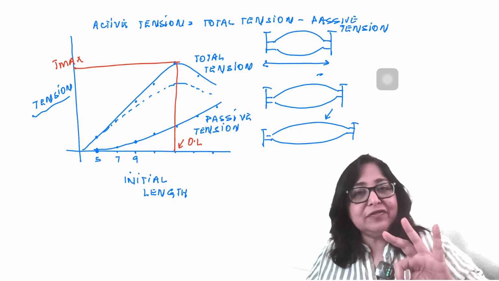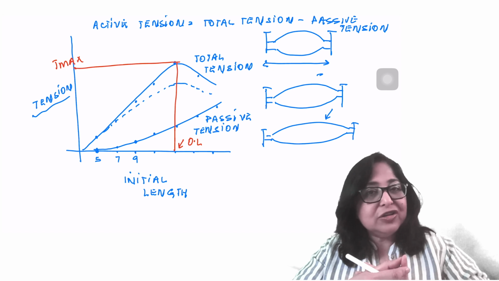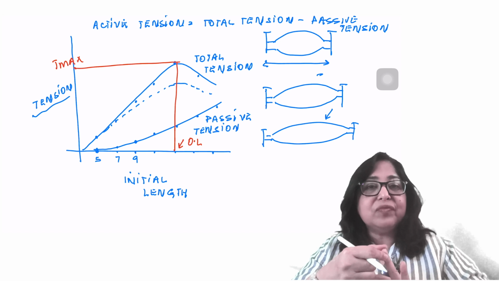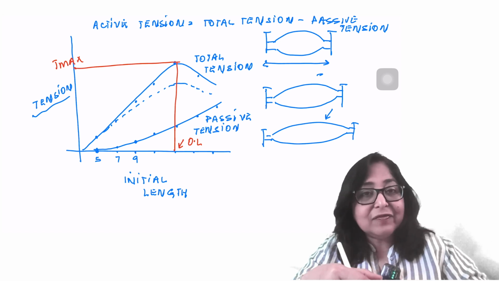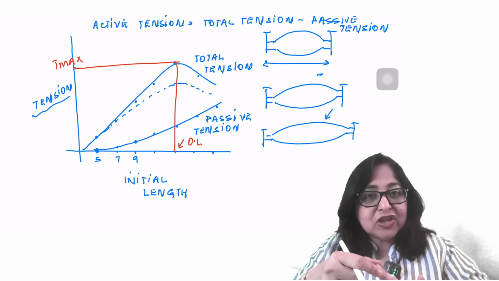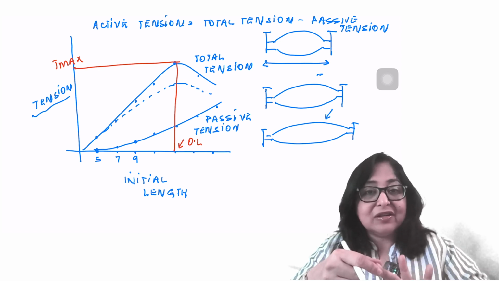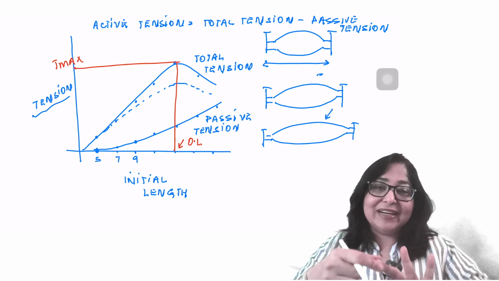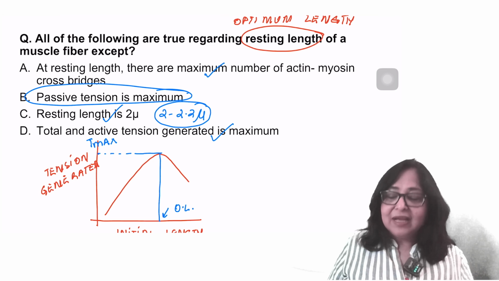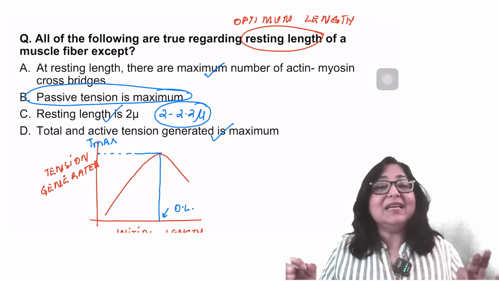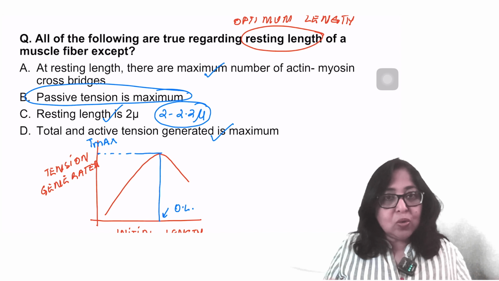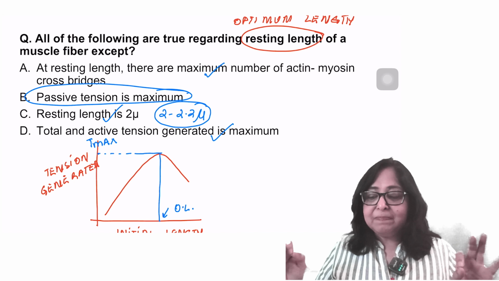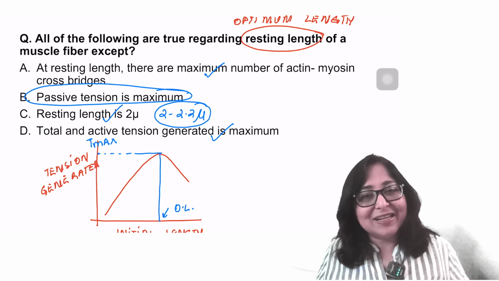So hopefully you've understood the difference between the three terms. Passive tension is due to the stretch. When the muscle contracts isometrically, the tension which is recorded is total tension, which includes passive tension. If I want active tension, that means tension only due to muscle contraction, I will subtract passive tension from the total tension. So going back to this question now, passive tension as maximum is an incorrect statement. Total and active tension generated at optimum length or resting length is maximum. That is a true statement.